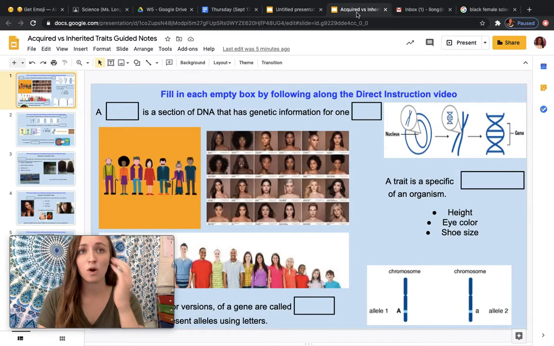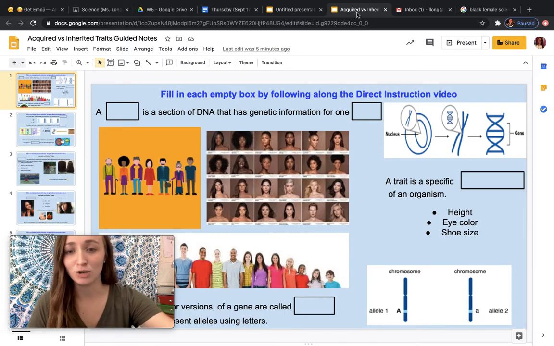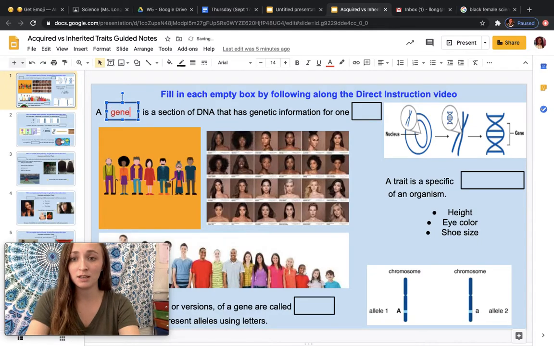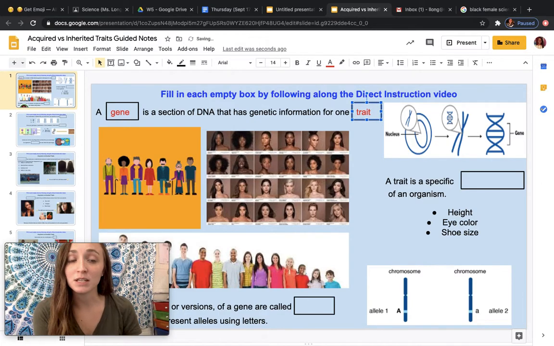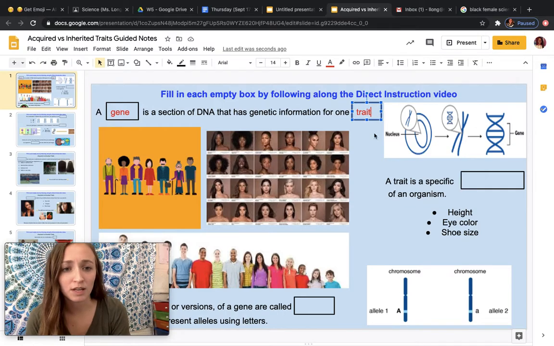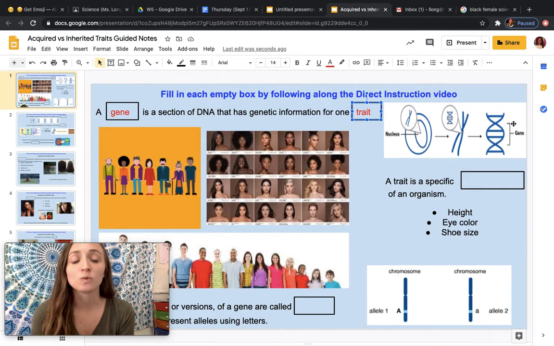So, with your notes pulled up, let's get into it. First blank, we have a gene is a section of DNA that has genetic information for one trait. That's something we've already talked about. This shouldn't be too new to you. Just a quick reminder. Remember, you have your DNA is that full long strand you can see over here in the picture. Again, the DNA winds up to be in the chromosome, that X shape, which is in the nucleus, but the gene is just one small section of that whole stranded DNA, and it's responsible for one trait.